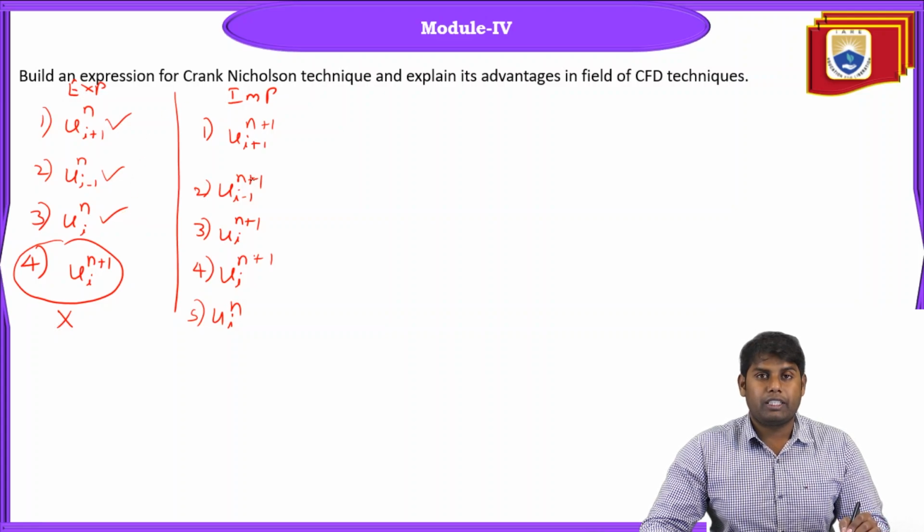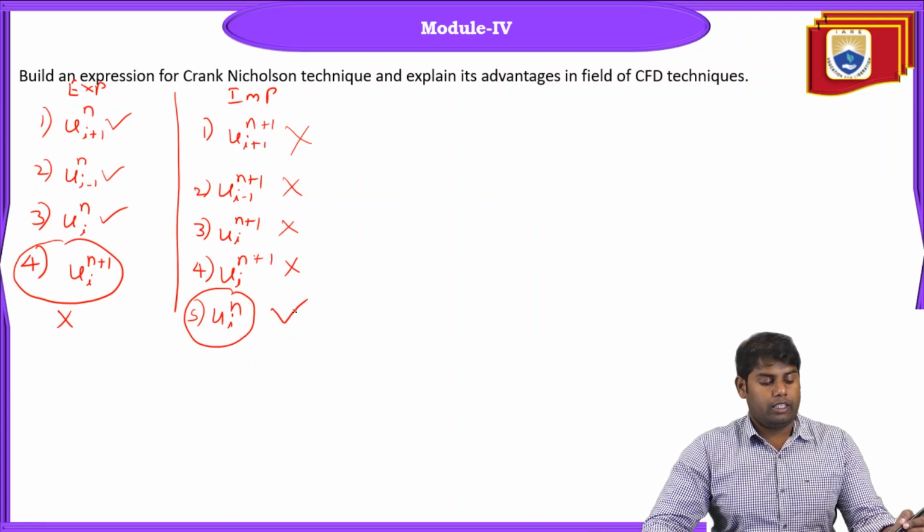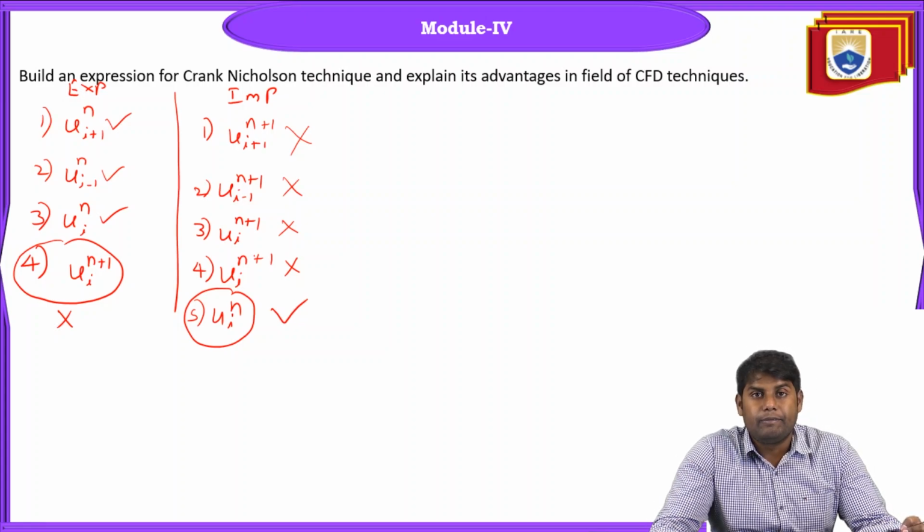But for the implicit scheme, what happened? The first one is an unknown parameter, the second one is also unknown, the third one is unknown, the fourth one is unknown. Only the fifth one is a known parameter. So if you contrast the implicit method with the explicit, the implicit method has more unknown parameters compared to the explicit method.